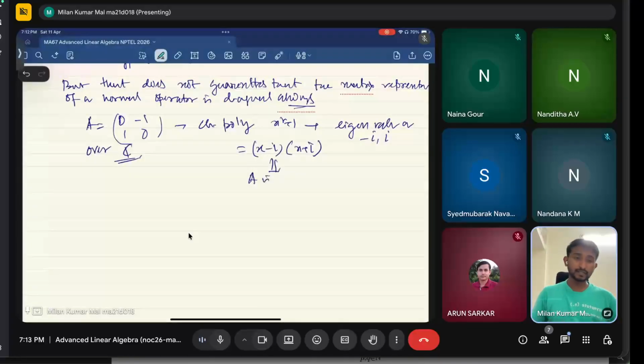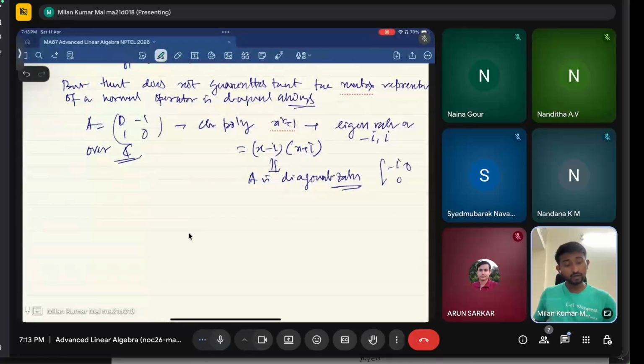That means there exists a basis with respect to which the matrix representation of A is supposed to be minus I, 0, 0, I, right? But the matrix representation of A here is not actually diagonal.